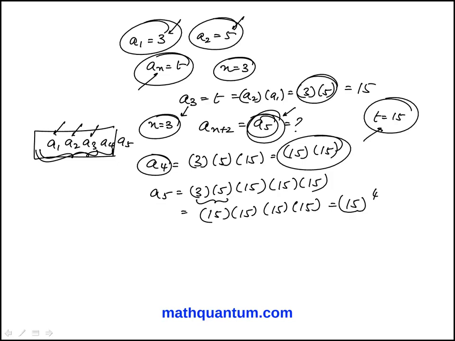So you just have to replace T equal to 15 in the answer choices. And you'll see the answer choices are 4 times 15, 15 squared, 15 cubed, 15 to the fourth, and 15 to the eighth. And it matches with 15 to the fourth, which is indeed the correct answer.